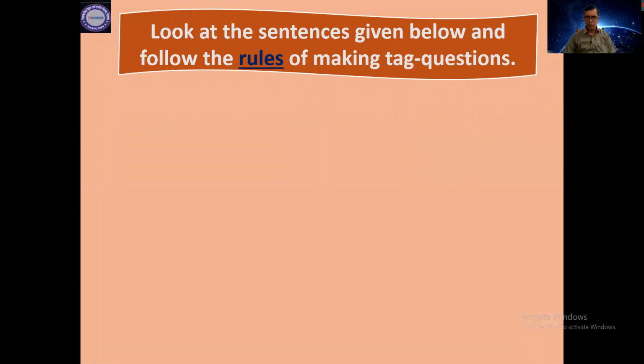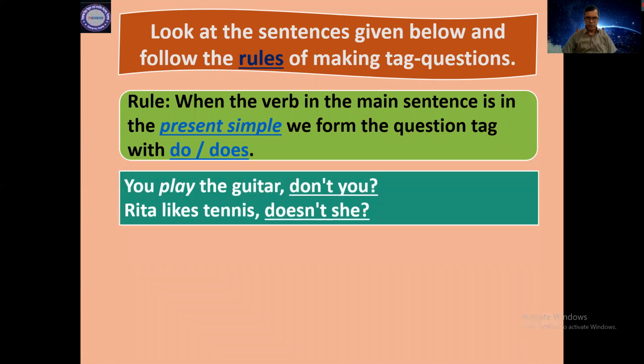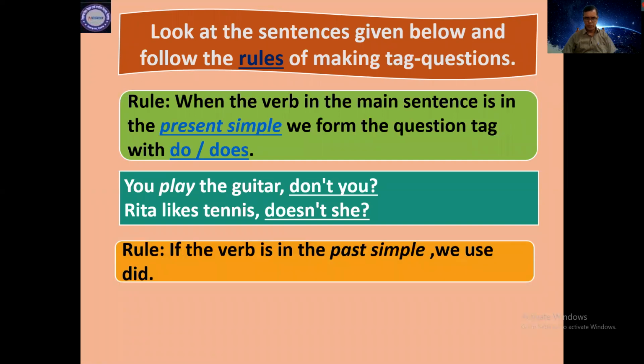Look at the sentence given below and follow the rules of making tag questions. Rule: when the verb in the main sentence is in the present simple, we form the question tag with do or does, don't or doesn't. You play the guitar, don't you? Rita likes tennis, doesn't she?